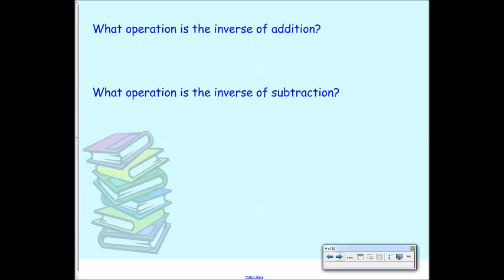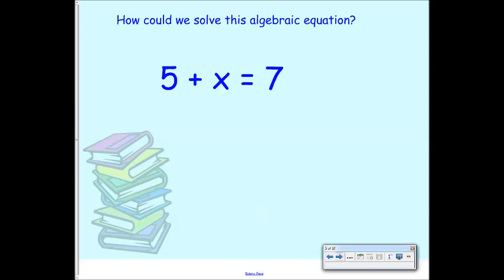Okay, so we already answered these. We said the operation that's inverse of addition is subtraction and the inverse of subtraction is addition. So then what Dejane said is answering this question. So how can we then solve this algebraic equation, right?